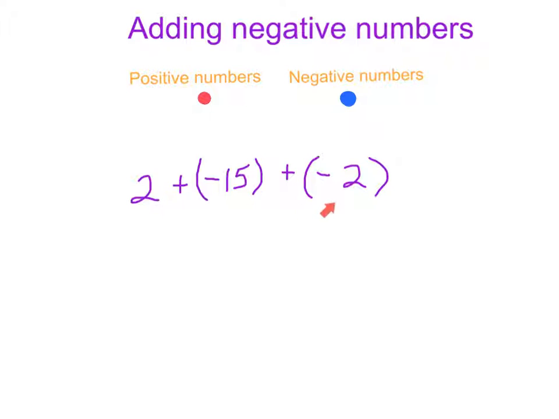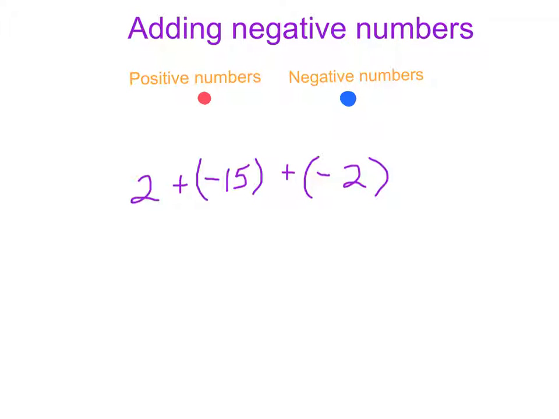Let's look at one more problem here. You can see this is a little different. I'm dealing with three numbers that I'm adding. And we know, based on our math properties that we've talked about, that when we're adding, it doesn't matter what order we add in. I could add the negative 15 and 2 together first. I could do the 2 and the negative 2 together, however I want to do it.